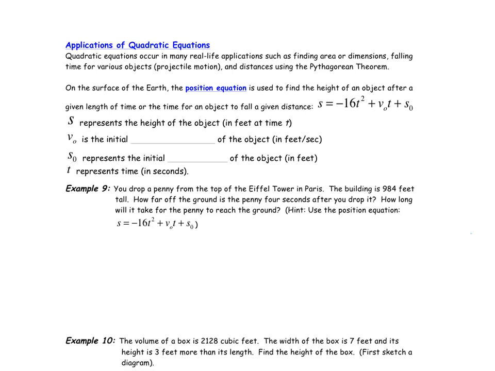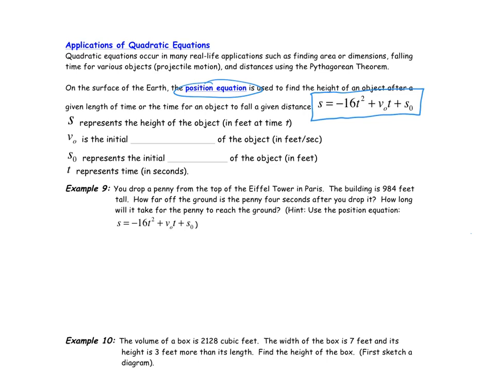This is a solution to example 9 from the applications portion of the 1.4 notes. This problem deals with what's called the position equation. The position equation is used to find the height of an object after a given length of time, or the time for an object to fall a given distance. The equation is S is equal to negative 16t squared plus v naught t plus s naught.